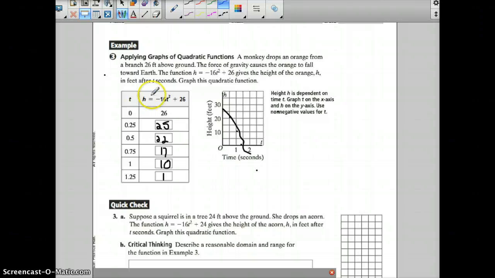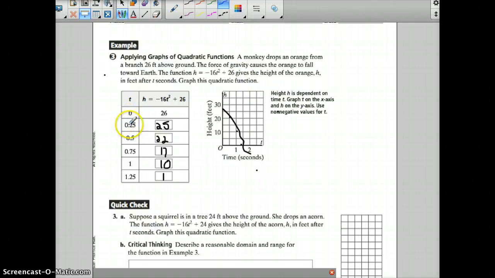So in this case, notice we have this negative a value here. So we know it's going to be an upside down parabola, and it's going to look something like this. Now, because it's a real world situation and we can't go back in time, we only graph really the first quadrant here. And we can see how the graph is going to start out at 26, and it's coming down at a rate, and then when it hits this x-axis, that's when the orange hits the ground, okay?